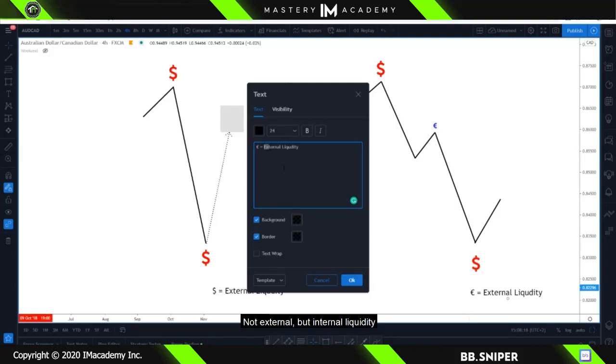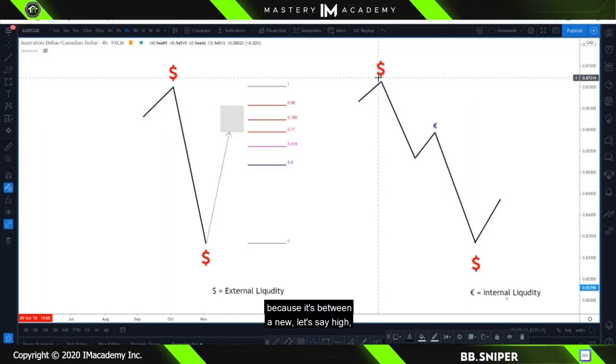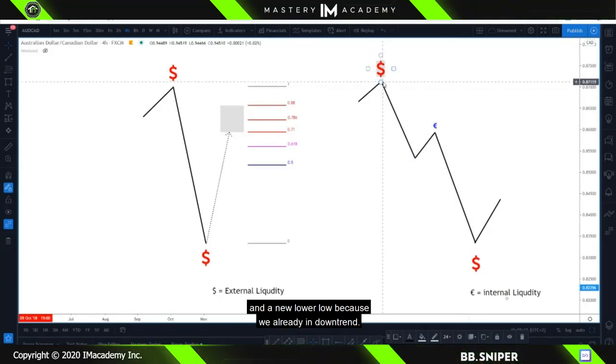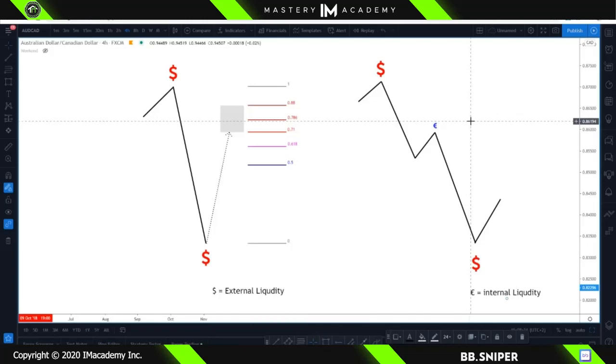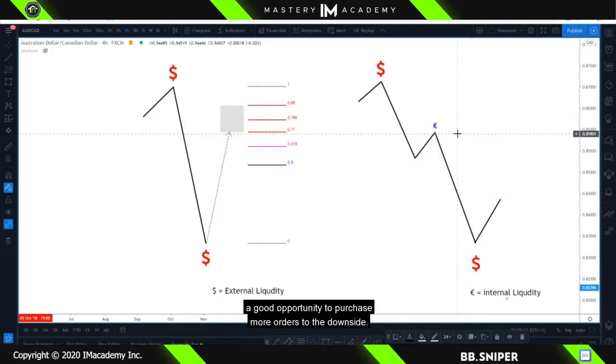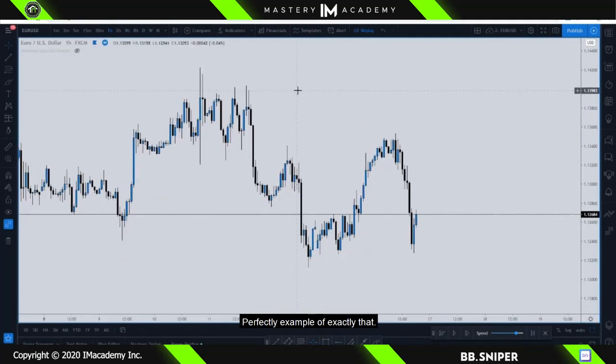Not external, but internal liquidity, because it's between a new, let's say, high and a new lower low, because we are in a downtrend. And then if the market is going back for the liquidity, that could represent again a good opportunity to purchase more orders to the downside. And I have EURUSD over here, a perfect example of exactly that.